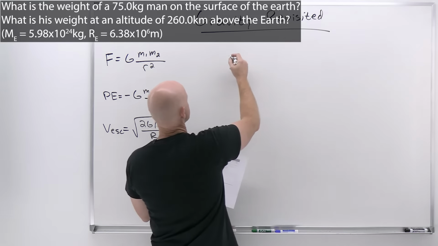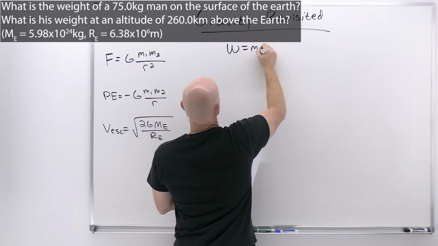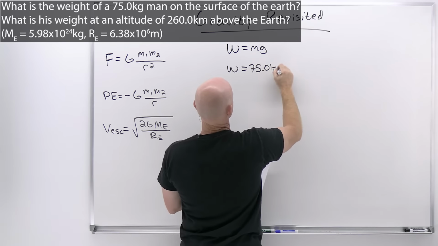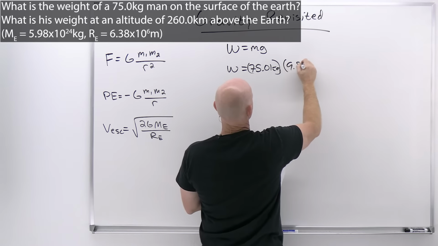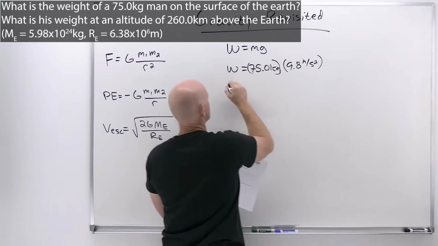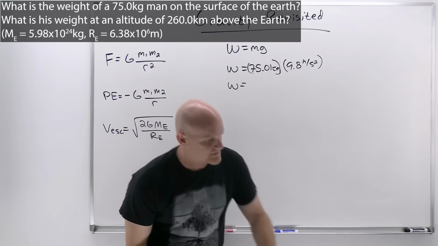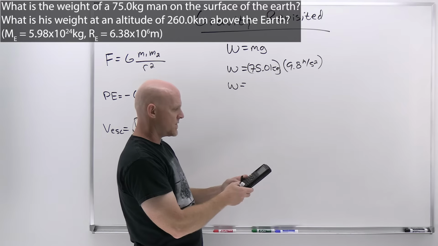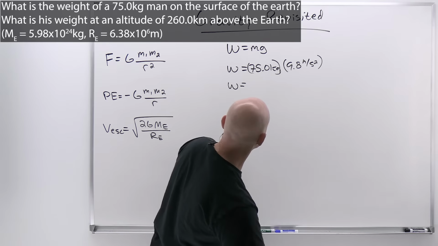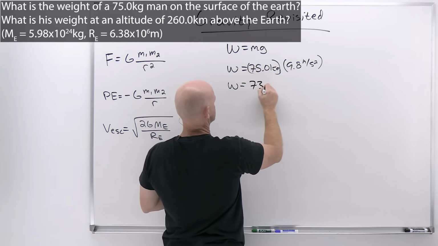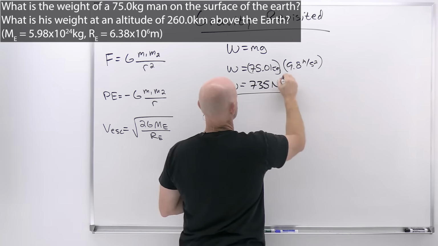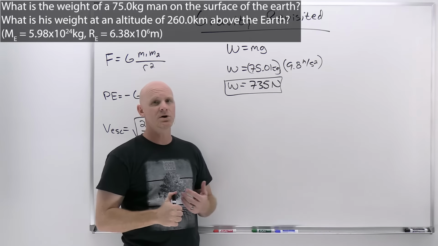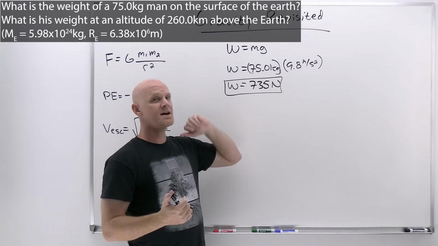Well, at the surface of the Earth life is good. We can just say weight equals mg and do some simple calculation here. So 75.0 kilograms times 9.8 meters per second squared, and we can see he's just going to be shy of 750 newtons. So 75 times 9.8 is 735 newtons. Okay, so that's the first half. It's the same way we would have calculated weight back when we were discussing Newton's laws of motion. As long as you knew the surface of the Earth, nice simple formula.